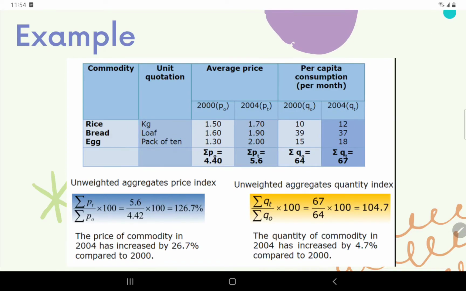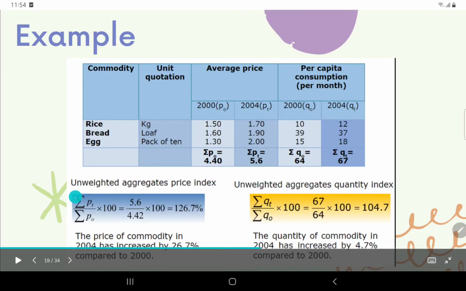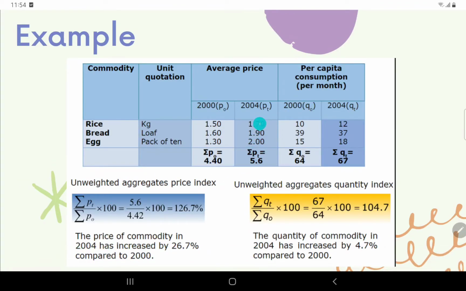Okay, kalau nak kira ni aggregate price index. As stated in the previous slide, the formula for aggregate price index, we need to sum up the PT and divide by sum of the P naught and then multiply with 100. So how do we find our summation of PT? Summation of PT is here. So untuk rice RM1.70, for bread RM1.90, and RM2. So total up these three items price, so dia akan dapat RM5.60.